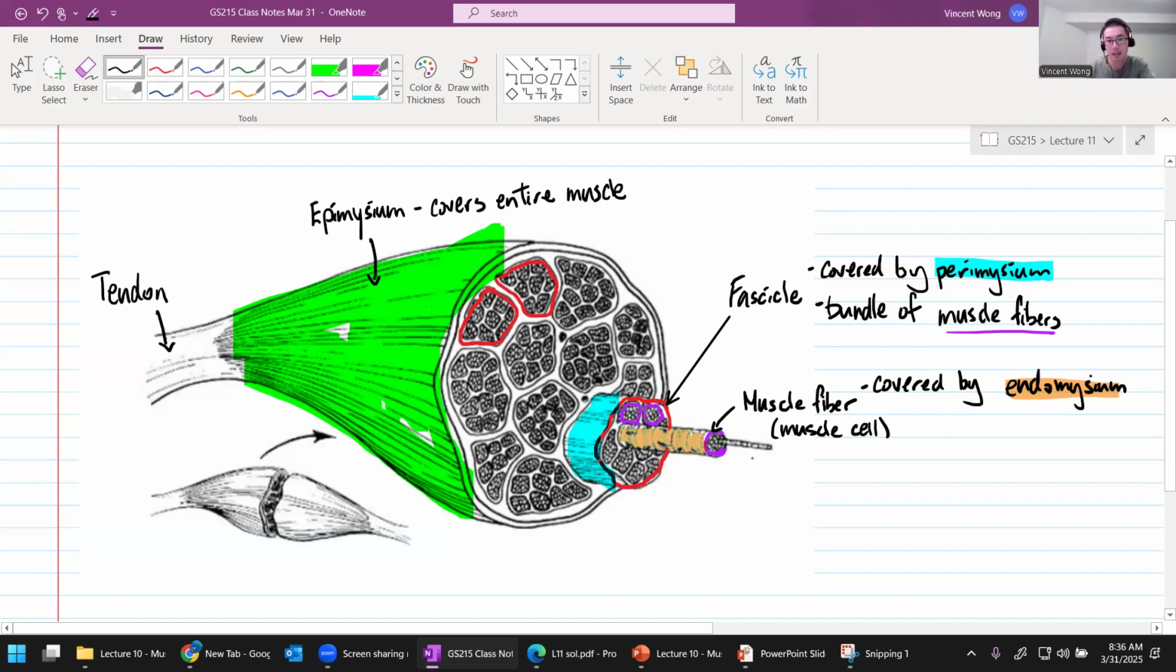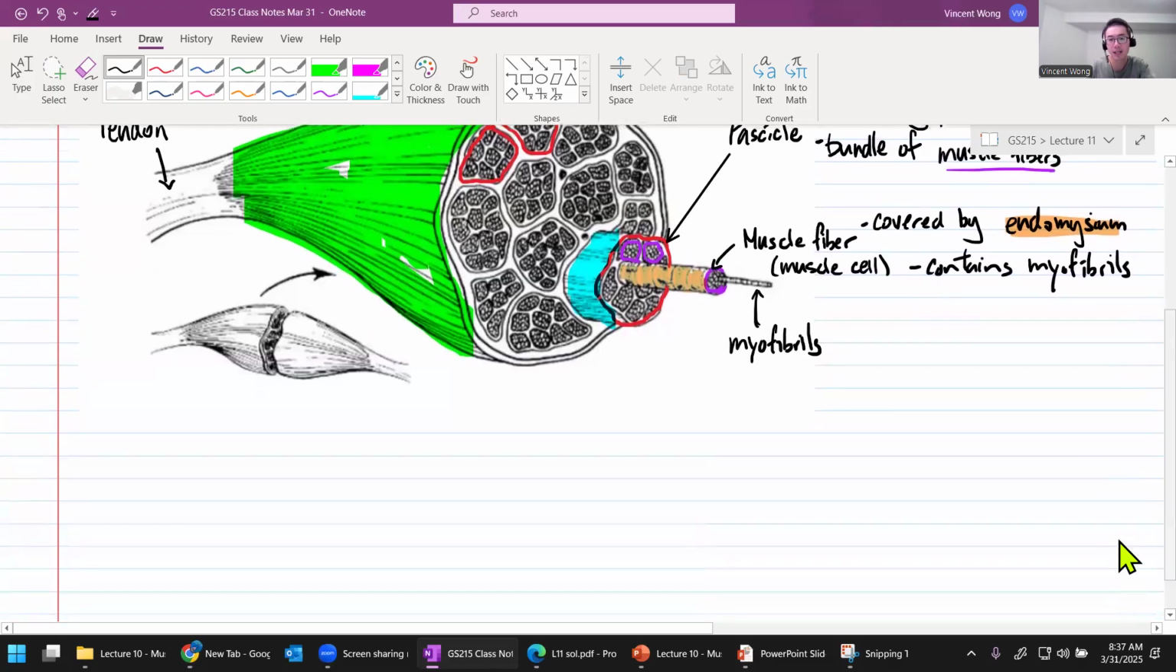But what's unique in the muscle cells that other cells don't have would be these contractile fibers, which we call myofibrils. So the muscle fiber is covered by the endomysium, and it contains myofibrils. So that's sort of where we left off last time.